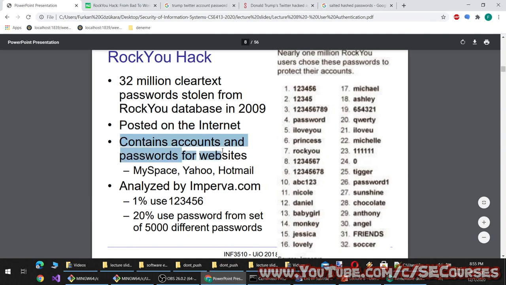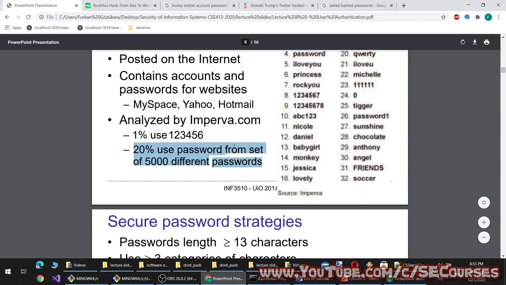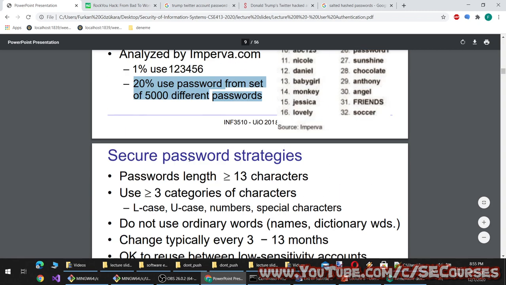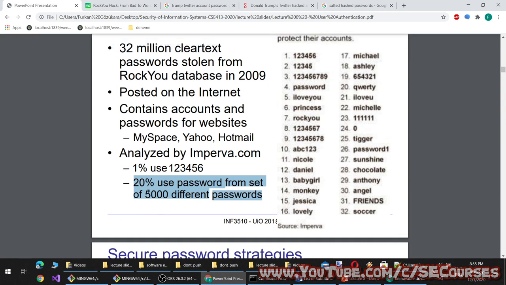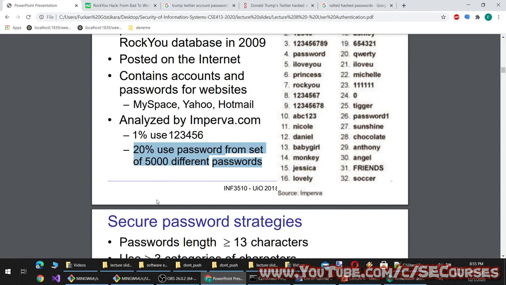Posted on the internet were accounts and passwords for websites such as MySpace, Yahoo, and Hotmail, analyzed by Imperva.com. 1% of the users had used the extremely simple password 123456. 20% of the passwords were only 5 different passwords, therefore they are still very easy to crack. And so you see, with basically 25,000 tries, you can get into one of the accounts. Okay, a random account, any account actually.